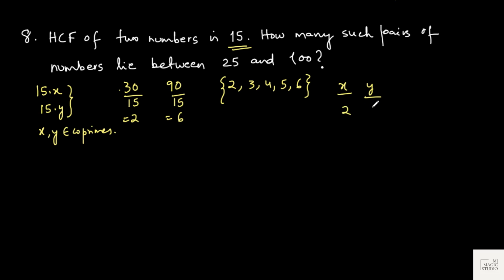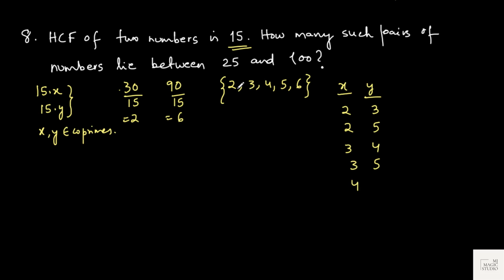If I choose x as 2, I can choose y as 3. 2 and 3 are co-prime. 2 and 5 are co-prime. 2, 4 and 2, 6 are not co-prime because 2 is common. Now if I choose x as 3, I will not choose 2 because I've already chosen. I can choose 4, and 3, 5 also goes. 3, 6, common is 3.